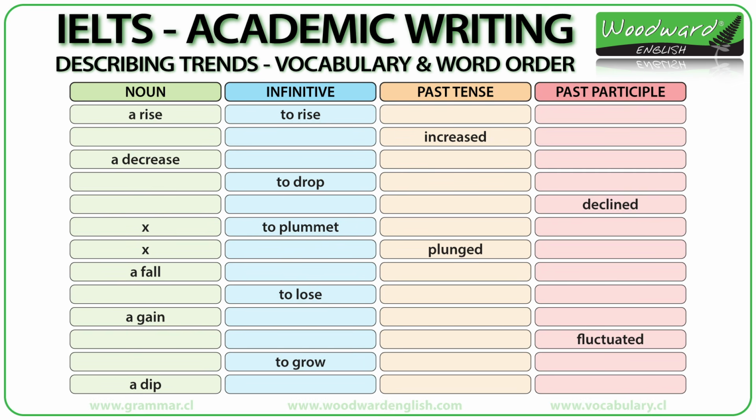Here is a chart containing a list of words in their noun form, infinitive form, past tense form, and past participle form. Unfortunately, it is not complete. Try to complete the information in this table yourself. For example, if the noun is rise and the infinitive is to rise, what is the past tense of rise? Rose. And what is the past participle of rise? Risen.